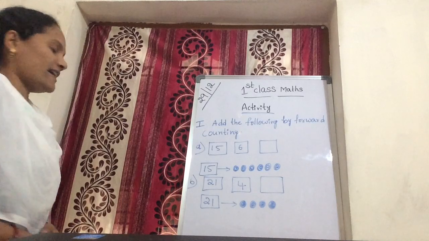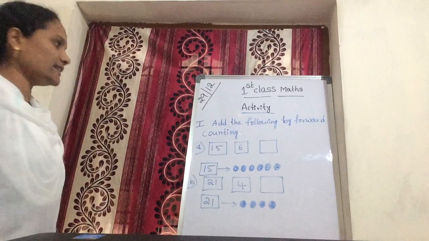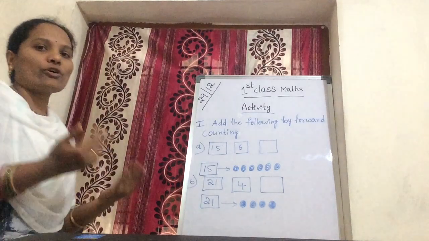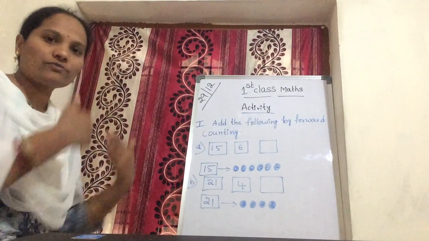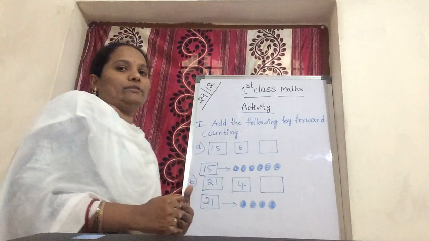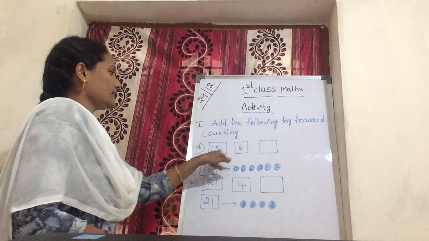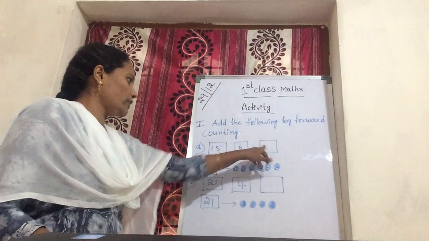In term one, last activity: add the following by forward counting. What is that? Add the following by forward counting. It means you go forward, you move forward. You are getting some numbers: 15 and 16. You get how much?